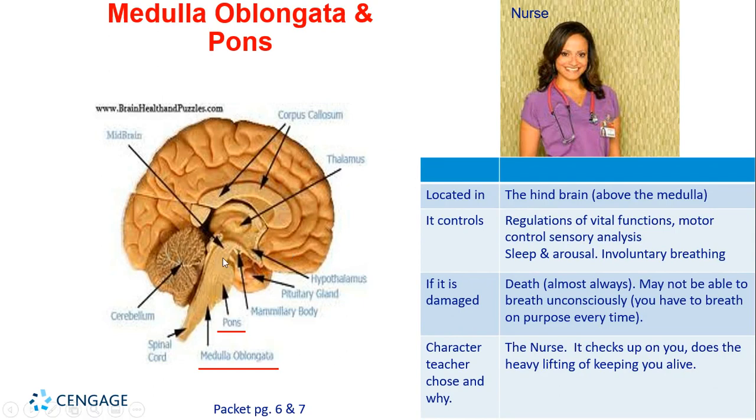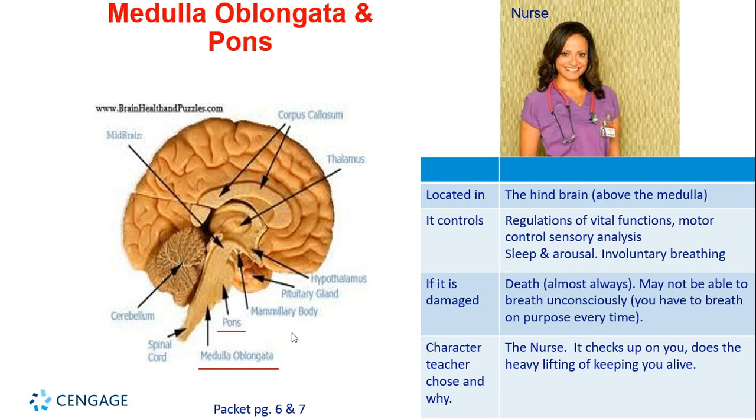Your pons is still here in the brainstem. You'll notice that there's this little piece that sticks out like a belly, like a fat belly. That's your pons. And your pons also regulates certain vital functions, motor control, sensory analysis, including sleep, arousal, involuntary breathing. If you were to damage your pons, there's a good chance that you're also going to die. When you damage it in mild ways so that it doesn't kill you, it's still incredibly dangerous.